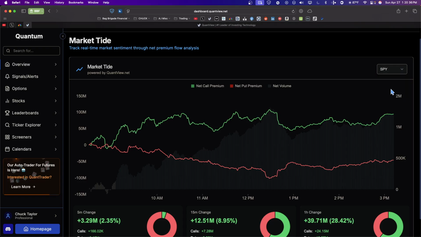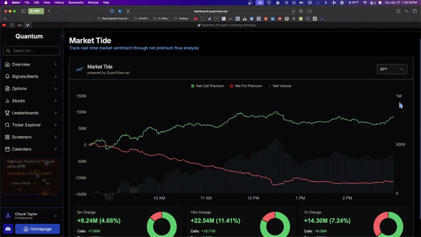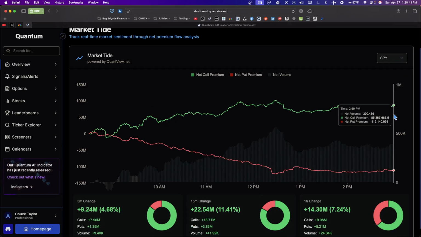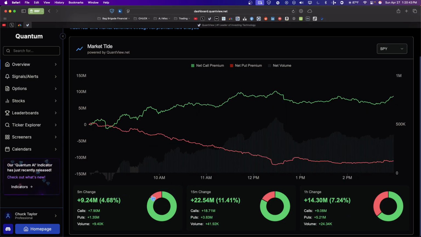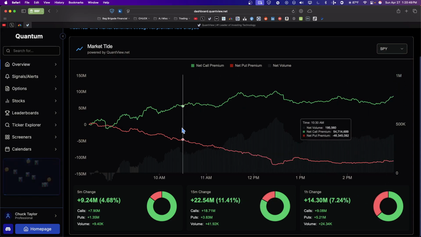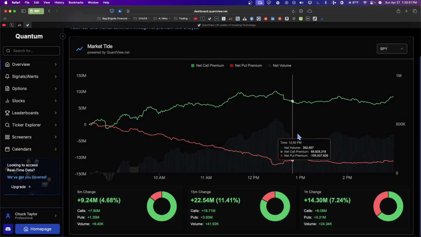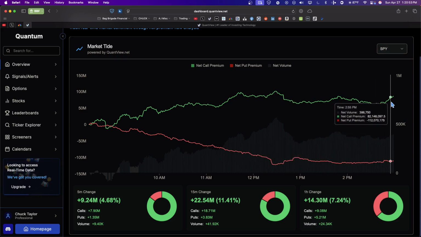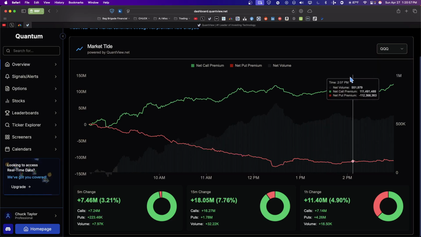And then you have SPY, right? It's going to show you your 5-minute changes, your 15-minute changes, and your 1 hour changes, right? And then you can see the volume and just hover over it. You can do it with QQQ as well.